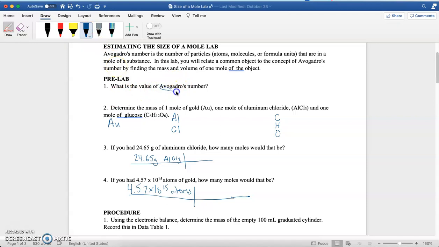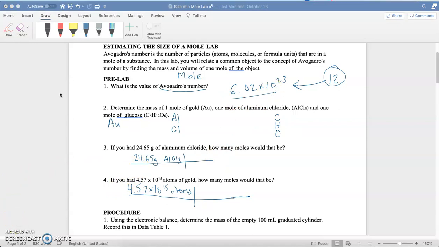Now in class I talked about Avogadro's number. I talked about what a mole is. I would recommend watching the What is a Mole video before doing this lab, whether you were in class or not. But a mole is equal to 6.02 times 10 to the 23rd. It's just like a dozen, whereas a dozen equals 12. A mole equals this number. So think of it as a counting number. We count things in that amount.